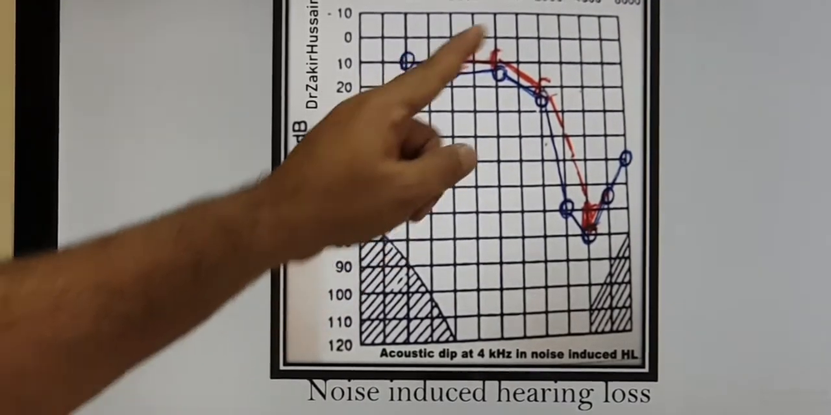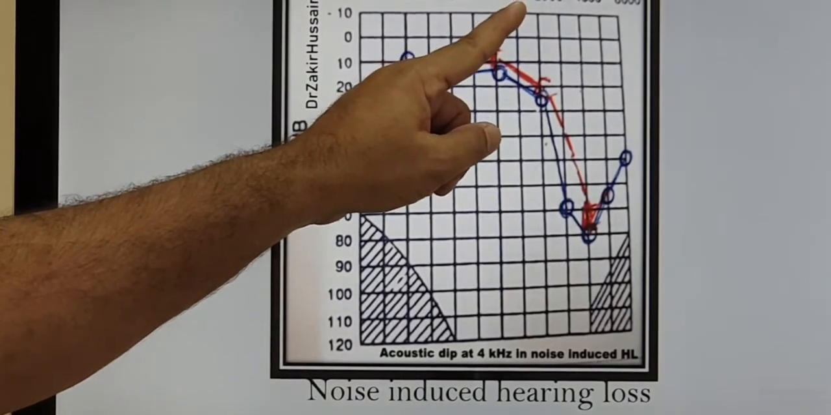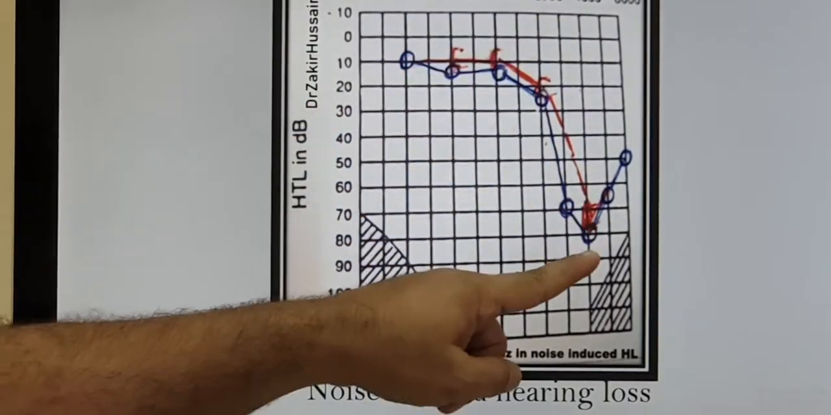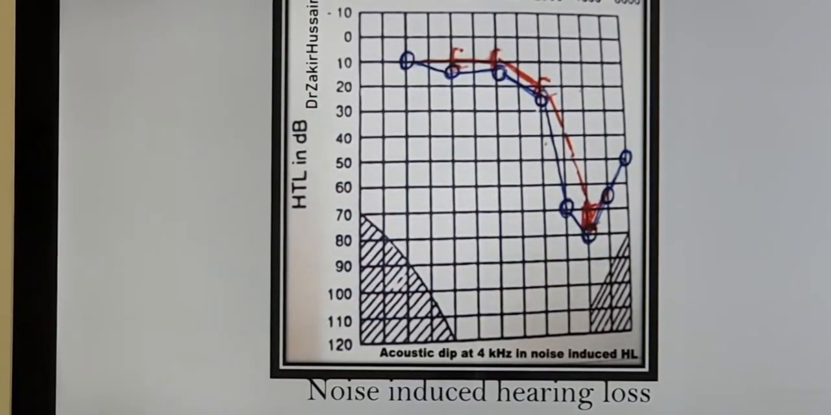Next one. Now, in this, instead of a dip at 2000 hertz, there is a dip at 4000 hertz. That means there is a history of exposure to high levels of sound or noise. The patient has been working in a factory or in industries, or maybe he is exposed to high sound in some other way. So this is diagnostic of noise induced hearing loss.